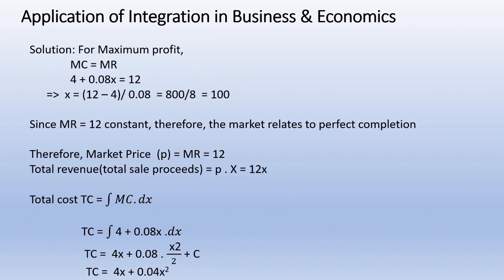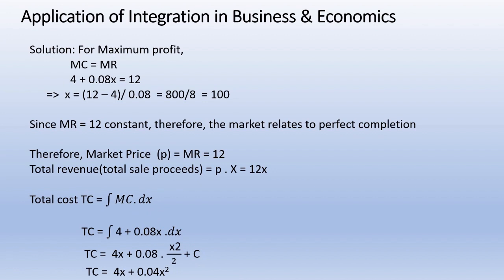Since MR is equal to 12 constant, therefore, the market relates to perfect competition. Therefore, market price P is equal to MR is equal to 12. Total revenue, total sale proceeds is equal to P times X is equal to 12x. Total cost TC is equal to integration of MC. MC is this, integrating, we get TC is equal to 4x plus 0.04x square.